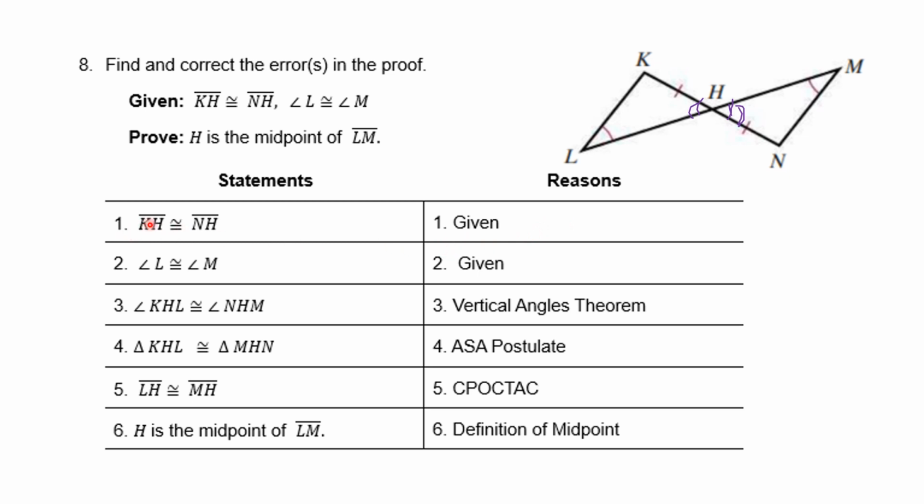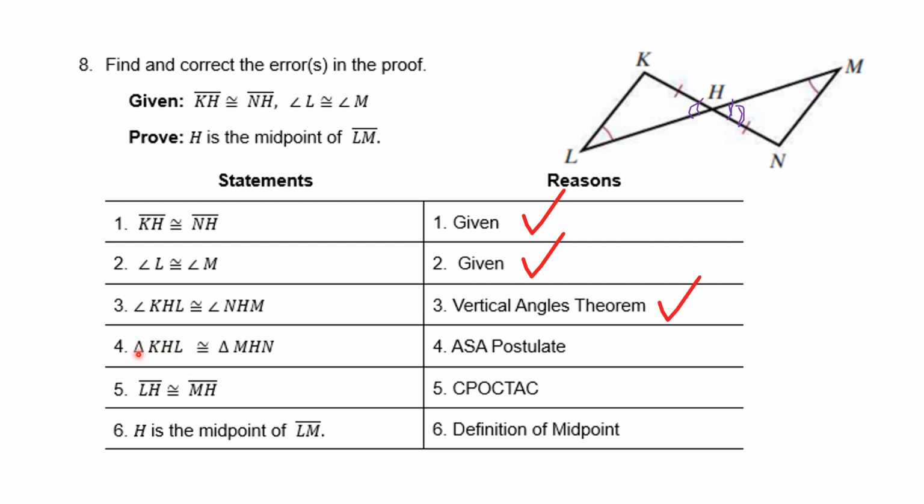Line 1 says line segment KH is congruent to line segment NH, and it says that was given. There's nothing wrong with that, right? If everything looks good, we'll just check it off, sort of verifying the proof. Then it says angle L is congruent to angle M. That was also given to us, and they said given, so that's fine. Then it says angle KHL is congruent to NHM, and we had already marked that. They said that's by the vertical angles theorem. That's fine. We did mention that those are vertical angles.